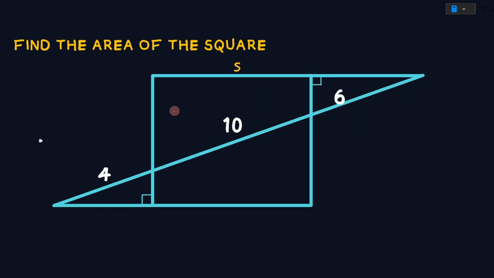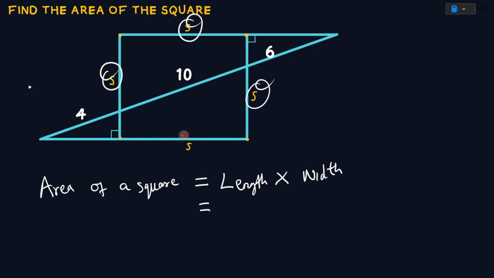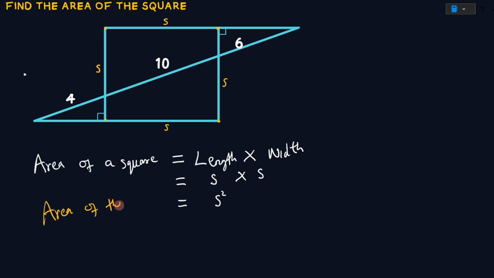Let's call this side S, and the distance between this side and this side, let's still call it S. Distance between here and here, let's still call it S. We also have the distance between this point and this point, let's still call it S. Area of a square is equal to length multiplied by the width. But here we know that the four sides are the same, so the length and the width are equal and we name them as S. Therefore, the length S multiplied by the width S will give us that the area of this square is S squared. So let's note that the area of the square is S squared.